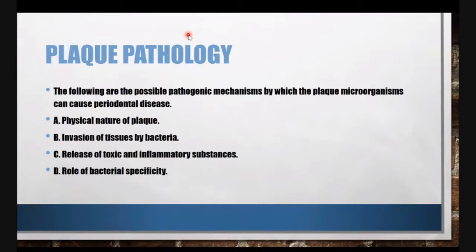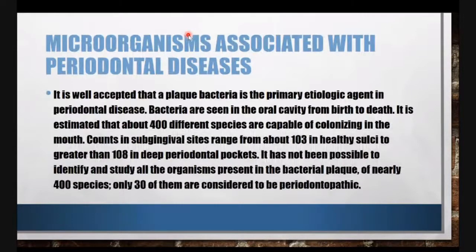هسه عندنا البلاك باثولوجي وعندنا البوسيبل pathogenic mechanism by which plaque microorganisms can cause the periodontal disease. Physical nature, the invasion of tissue by bacteria, release of toxic and inflammatory substances, or role of the bacterial specificity. A microorganism associated with periodontal disease. It's well accepted that plaque bacteria is the primary etiologic agent in the periodontal disease.